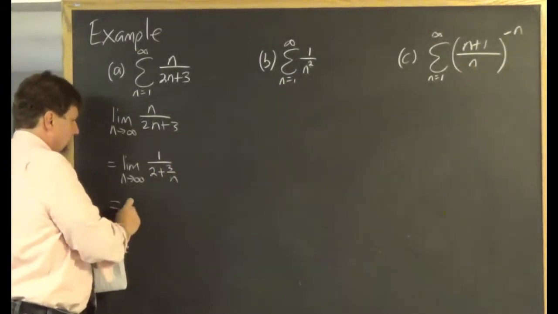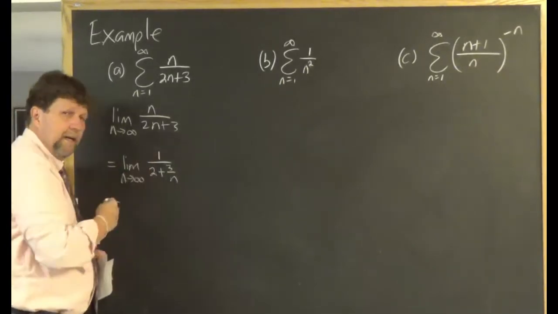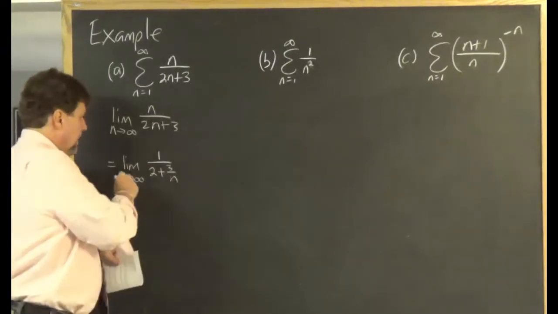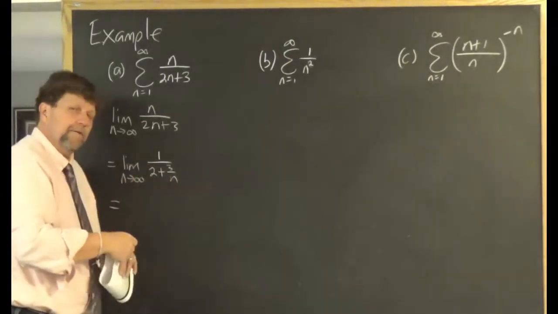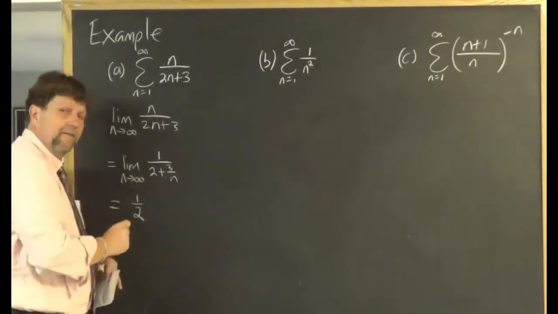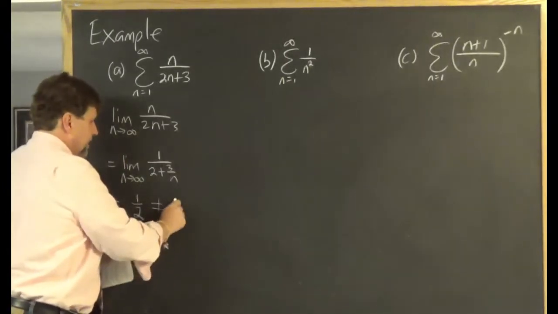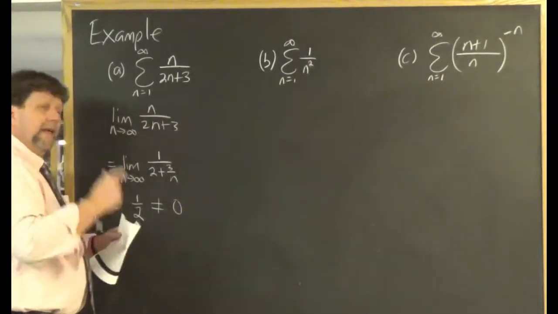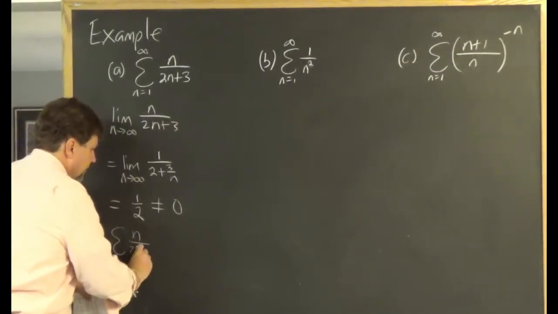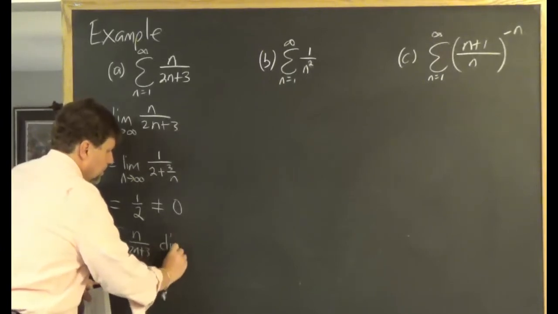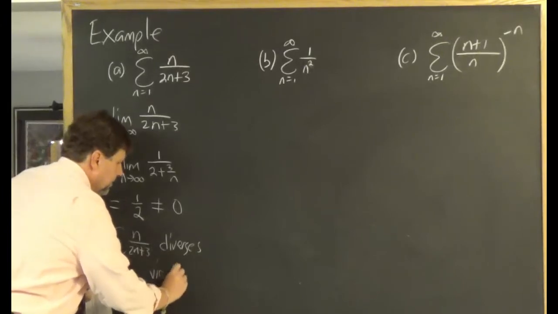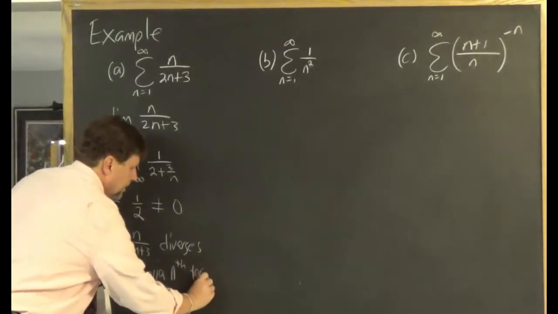And this limit, well, the limit as n goes to infinity of 1 is 1. The limit as n goes to infinity of 2 is 2. And the limit as n goes to infinity of 3 over n, well, that's 0. So we get the limit to be 1/2. And we know 1/2 does not equal 0. So that tells us that our series diverges.